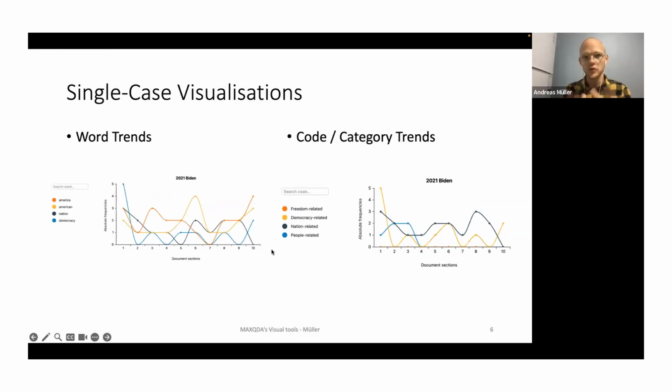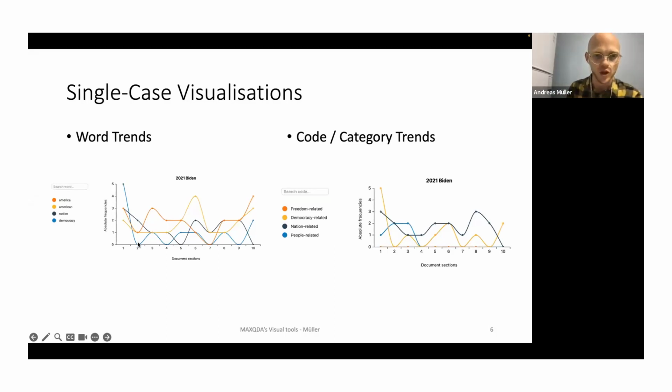The second group here in single case visualizations are the word trends and code category trends. Both of them are rather new visual tools that have been introduced very recently. What they do is they show you, for example, the word trends, where in a document, how frequently what word occurs. So we see here, for example, that the word democracy occurs 5 times in the beginning of this speech. It's split up here in 10 sections. In the first section, the word democracy appears 5 times.